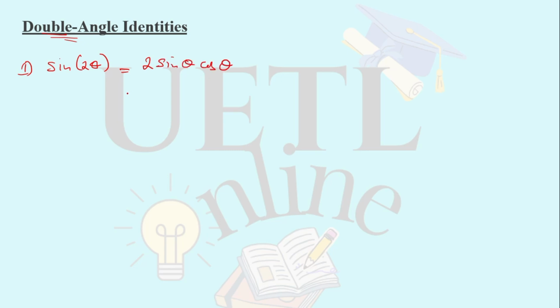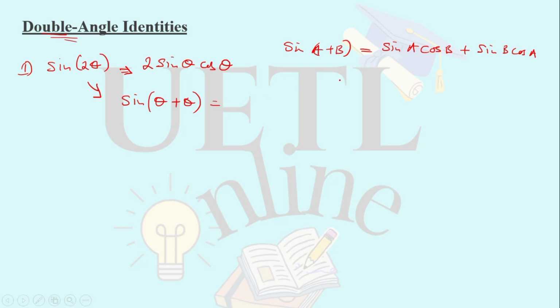I can prove this so that you won't be confused. When you forget, just prove this using the sum and difference. You know that 2 theta is theta plus theta, right? So you're going to get sine of theta plus theta. From our identity, sine of A plus B is equal to sine A cos B plus sine B cos A. Let's apply this here, but now we just have to make sure that A and B are both theta.